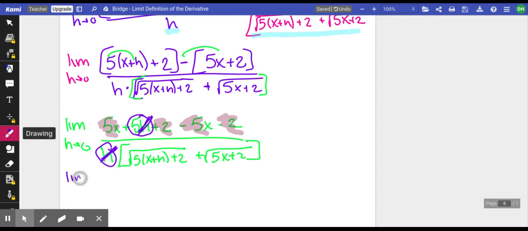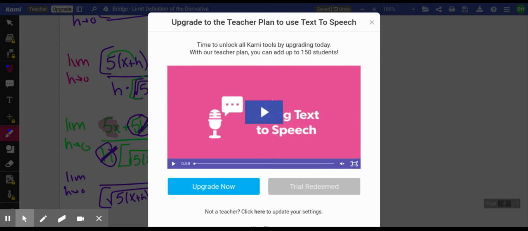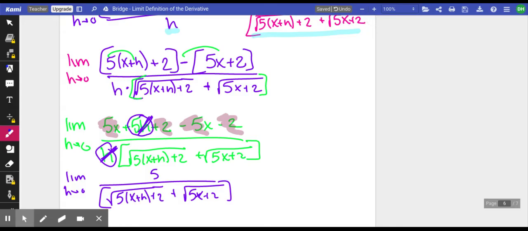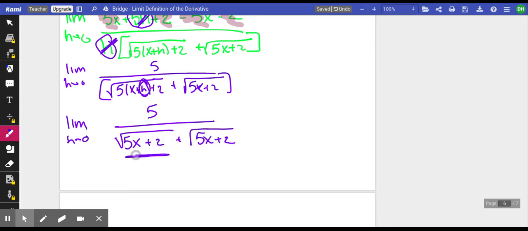So I am left with the limit. On top, I have 5. On the bottom, I just have the square root of 5 times x plus h plus 2 plus the square root of 5x plus 2. And I need the limit as h approaches 0. So I'm going to replace any h's with 0. It looks like there's only one h right here. So I'm going to substitute my 0 into there. So I'm left with 5. If I plug a 0 in there, I get 5 times x plus 2 plus the square root of 5x plus 2. Notice these are the exact same, so I'm just going to say I have 2 of them. 2 radical 5x plus 2.